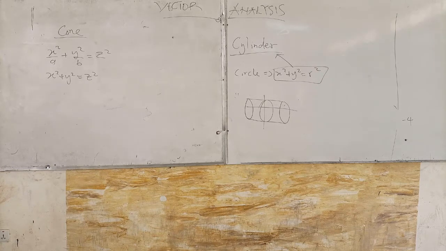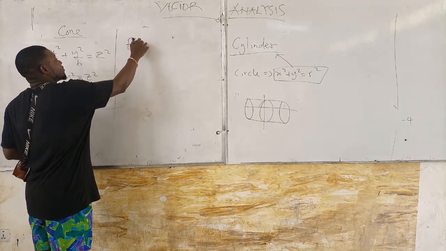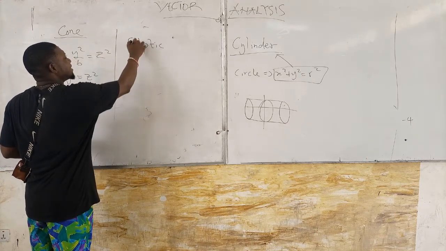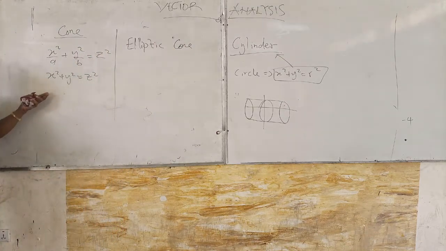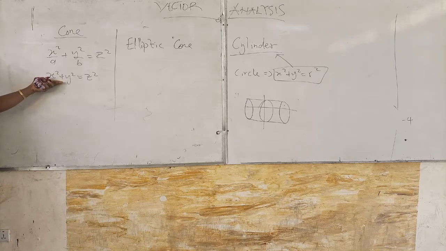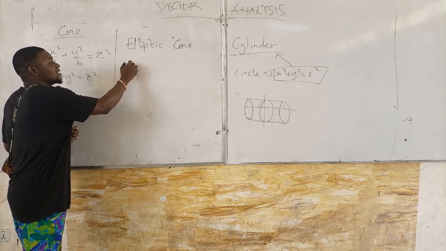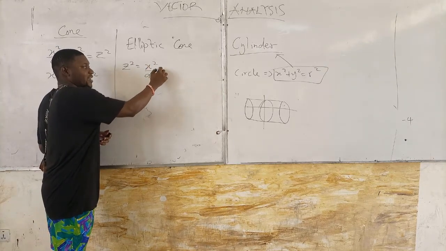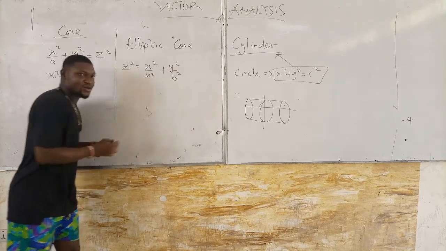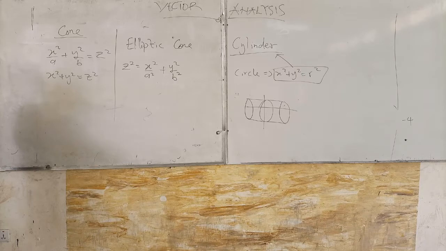So this one is the cone. So let's move on to the elliptic cone. It's the same thing. We have the elliptic cone. The elliptic cone takes the same form as the cone. By this one, we are going to have this: z squared, x squared over a squared plus y squared over b squared. This is an elliptic cone.